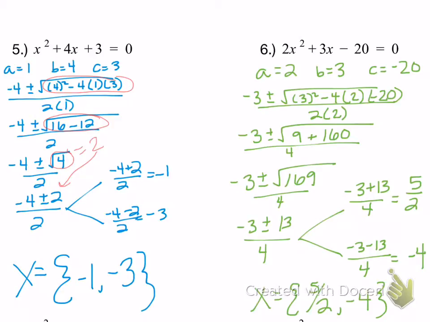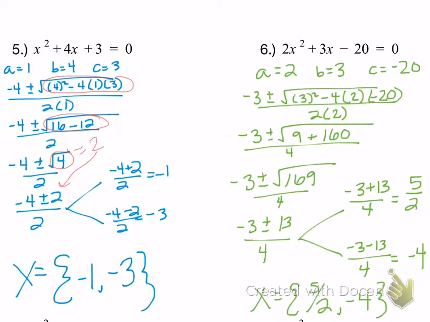Alright, here are our answers for 5 and 6. So you got to find your A, B, and C first. That's the biggest thing. And then plug them into your formula. So make sure you have that formula close with you or you have it memorized at some point. There are some catchy songs that we might show you as the week goes on. But you should have gotten x is a set of numbers with -1 and -3. And x is 5/2 and -4 for number 6.